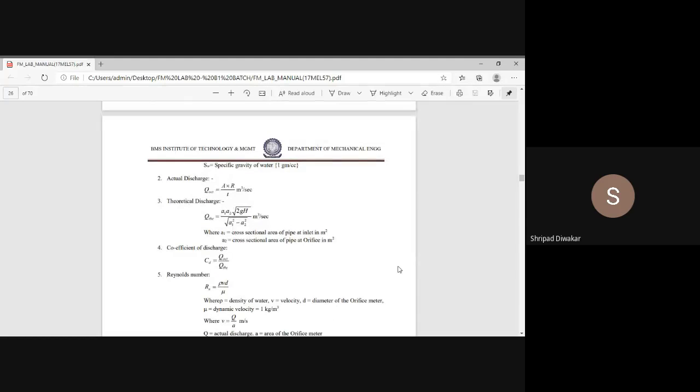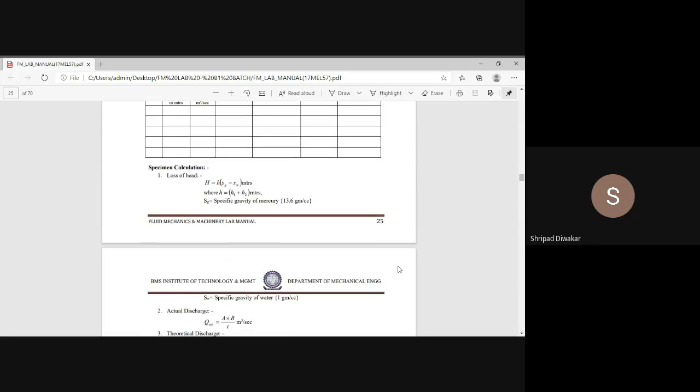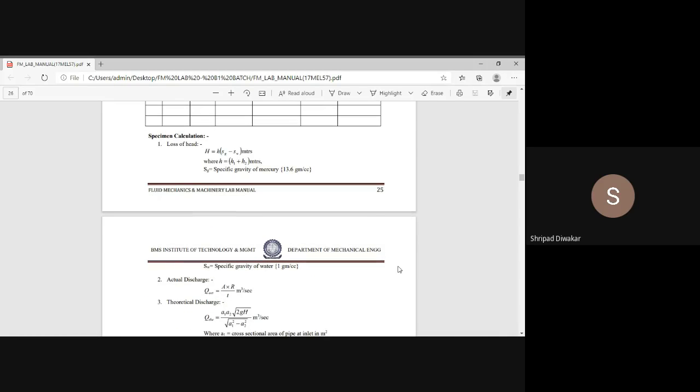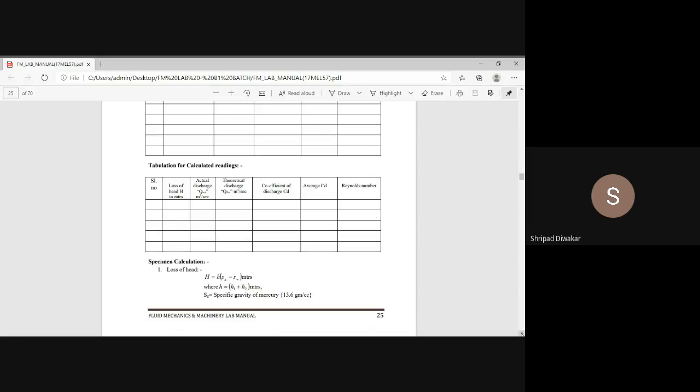Now I'll give the formula. These are simple formulas, not so complicated. In each individual experiment the formulas are very simple. The first one is loss of head. How to calculate loss of head in the first column? It is given by small h into (Sg minus Sw). Small h is what? H1 minus H2. Whatever manometer readings you are taking, the difference between the two readings gives the differential head, represented by small h.